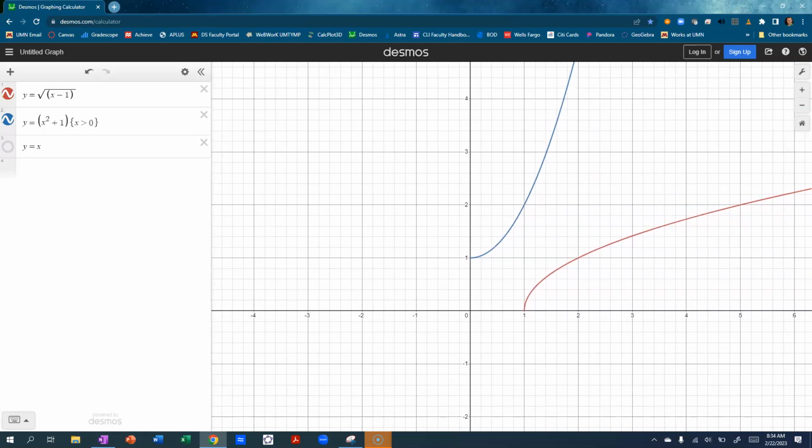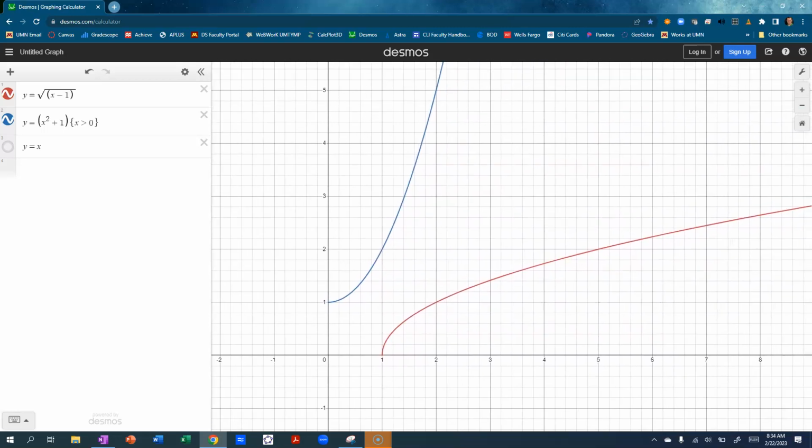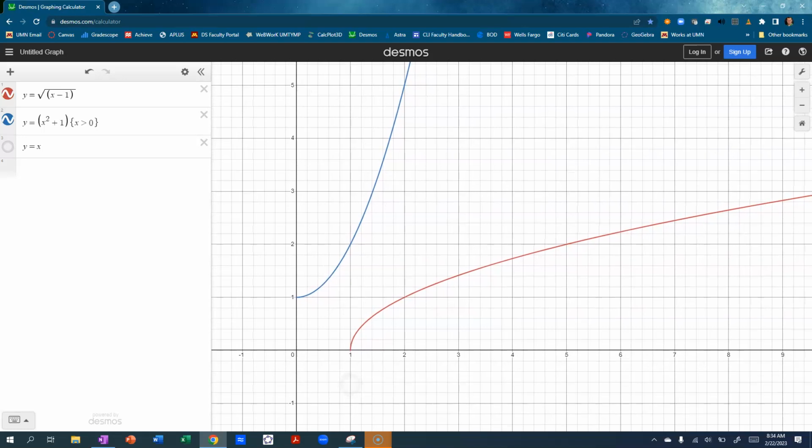Okay, but I'm looking at these and I'm wondering what you notice. I notice a few things. Pause the video and see if you can identify some things that are interesting in this graph.